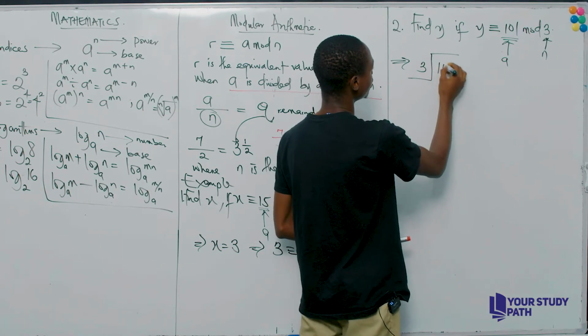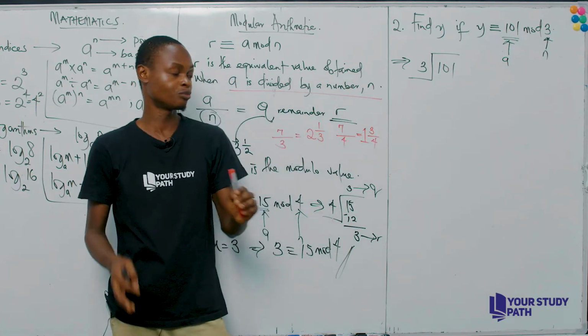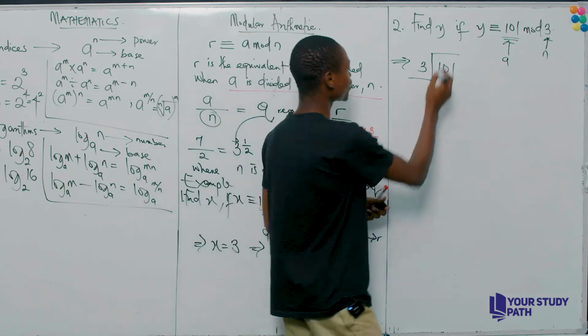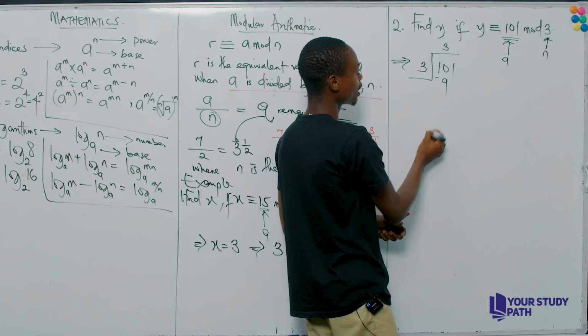3 comes outside, 101 goes inside. 3 dividing 1 is practically impossible. So you join the next number. 3 can divide 10. And then you have 3 whole times. 3 times 3 gives you 9. So you subtract.